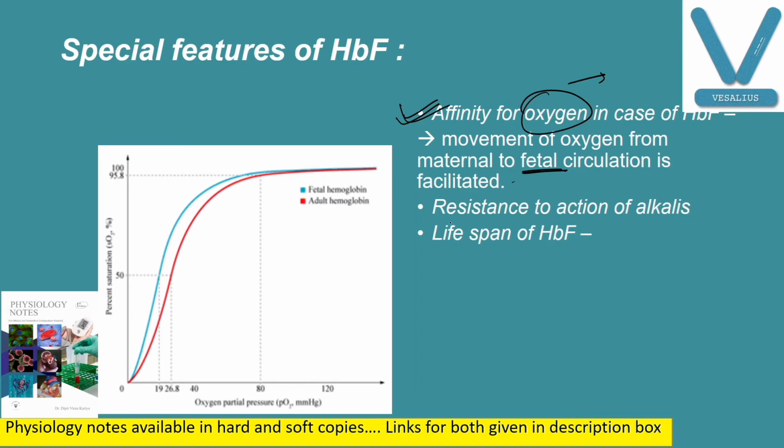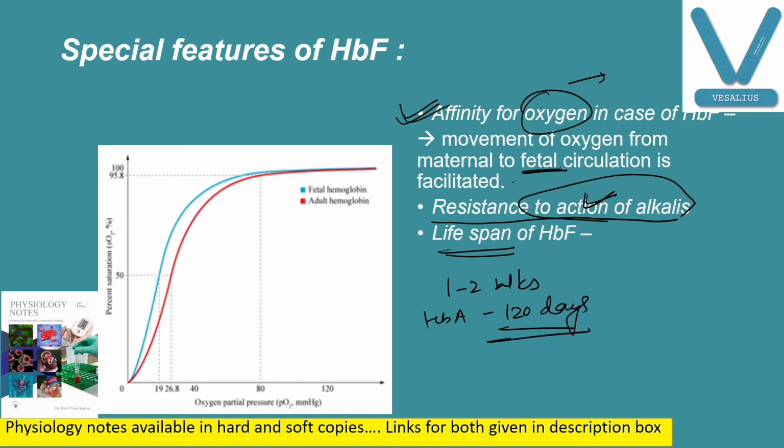Then another characteristic feature is that fetal hemoglobin is resistant to the action of alkalis. It is not destroyed by alkali, and this is used in the photoelectric colorimetric method, and we can estimate the HbF. The disadvantage here is that the lifespan of fetal hemoglobin is only 1 to 2 weeks, whereas HbA lifespan is 120 days. So this is another difference between fetal and adult hemoglobin.